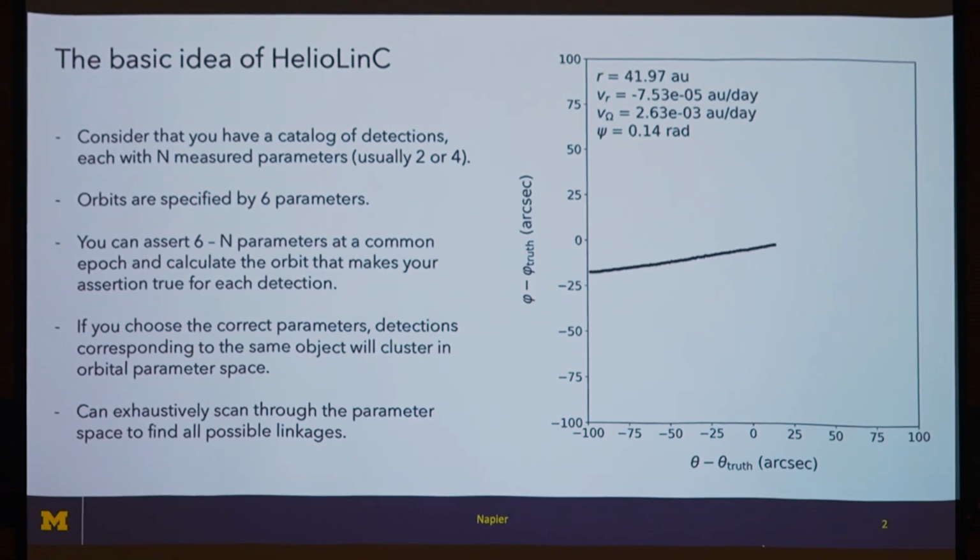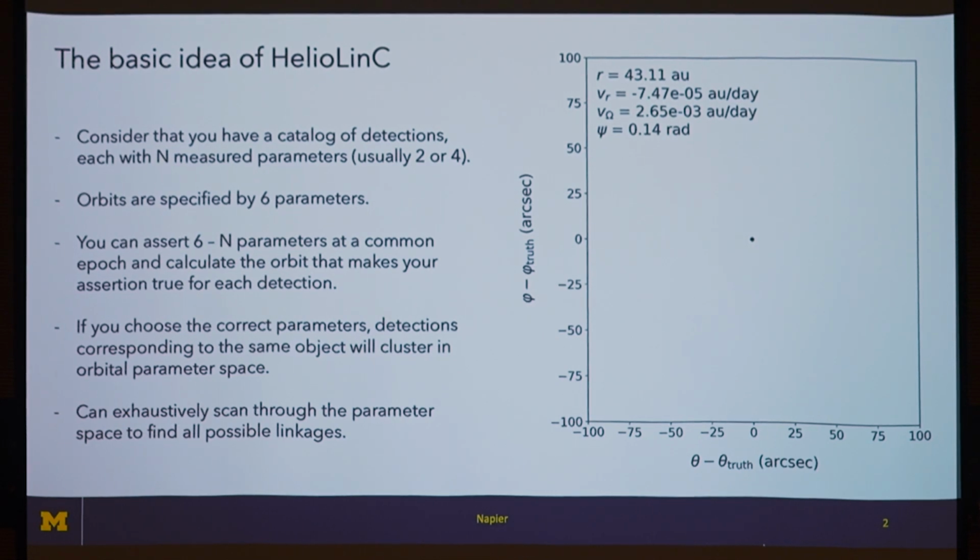If you consider that we have a catalog of detections where each one has n measured parameters, that's usually 2 or 4, because we get RA, Dec, or RA, Dec, and rates. Orbits are specified by 6 parameters. Then for each detection in the catalog, you only need 6 minus n more parameters asserted at some common epoch. And then you can calculate the orbit that makes your assertion true for each detection. So you could assert 4 parameters and apply them to all of the detections in your catalog. And if you choose the correct set of 4 parameters, your detections will cluster in some orbital parameter space.